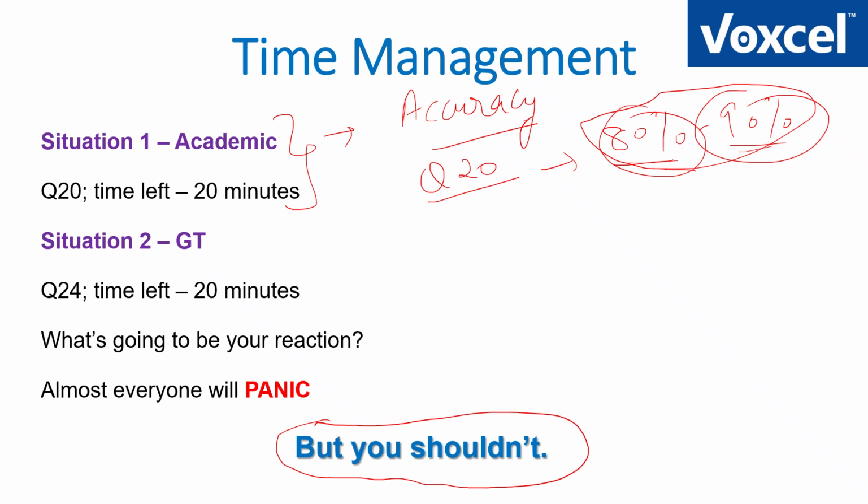Okay, but not lower than that. It should not be like you have attempted 20 questions in, how many minutes? In 40 minutes. But when it comes to accuracy, you are just scoring 10 or 11. No, that is unacceptable. So your accuracy should be at least 80%. Okay, this is acceptable. 90% is the ideal case.